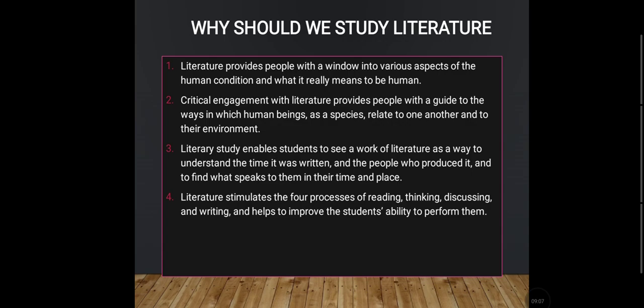Even writing. Remember, literature is about writing a lot. So literature will help us to be good writers and good readers. Literature will need us to read widely. So whenever we are engaged in literature, it will help us to be able to perform those skills. For example, the writing skill we are saying.